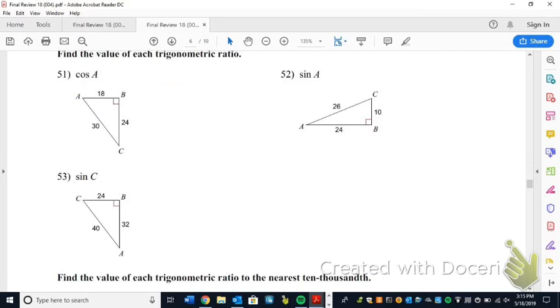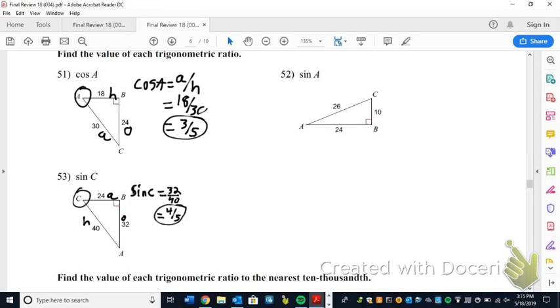Okay, find the value of each trigonometric function. We have cosine of A here. Cosine is adjacent over hypotenuse. Whoa, I screwed up my H and my A. Let me go back. That's my adjacent, and this is my hypotenuse. So that's 18 over 30, which reduces to 3/5. If you just want to plug that into a calculator and put 0.6, I'm okay with that. Sine of C is opposite over hypotenuse, or 32 over 40. That reduces to 4/5. Again, if you want to just hit 0.8, that's fine by me.